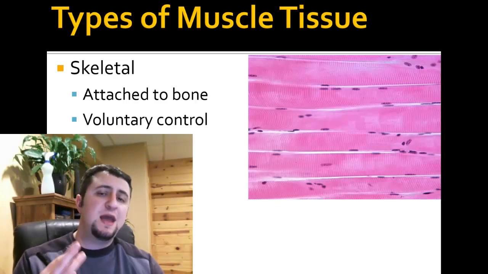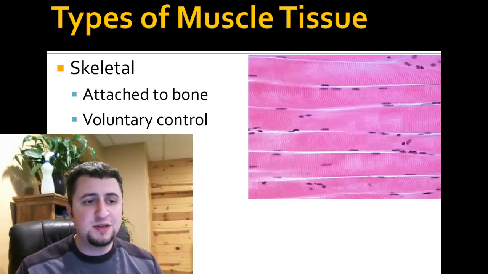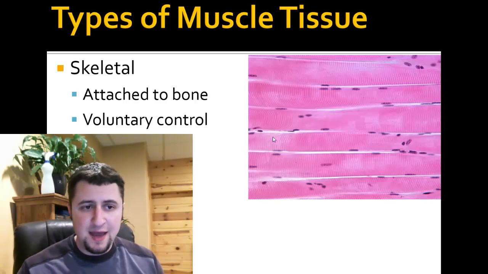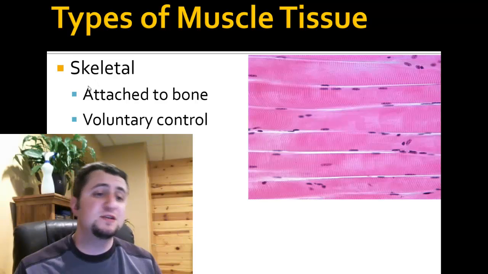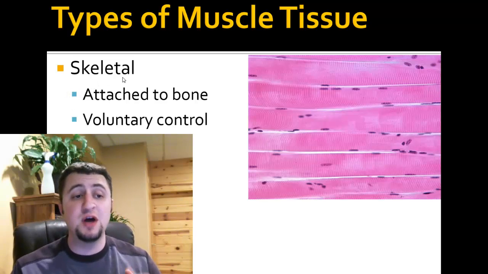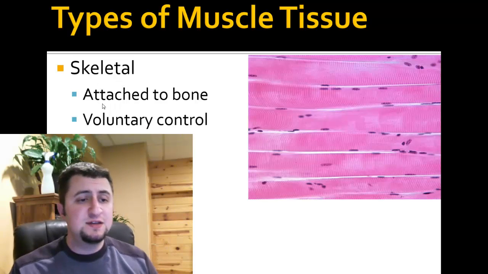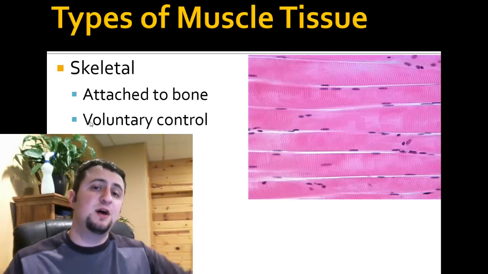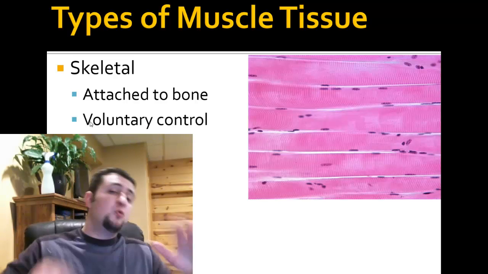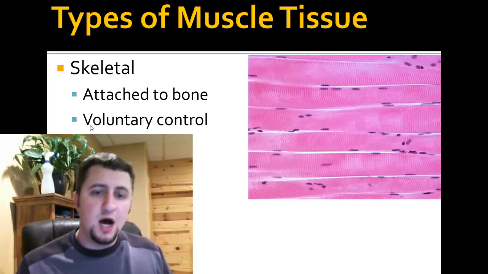There are three major types of muscle tissue we're going to talk about in this unit. The first type is skeletal muscle. That should be pretty obvious as to what that type of muscle tissue does. It moves our skeleton. It is attached to bone, and it is under voluntary control. That means we can control skeletal muscle. I'm doing it right now.